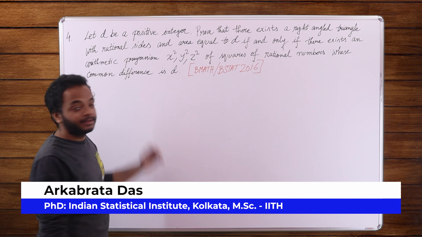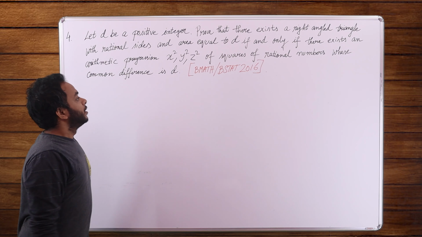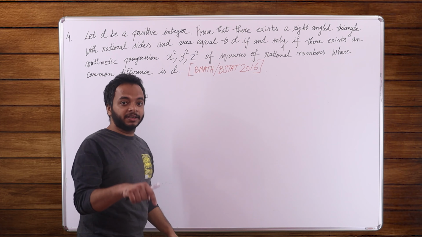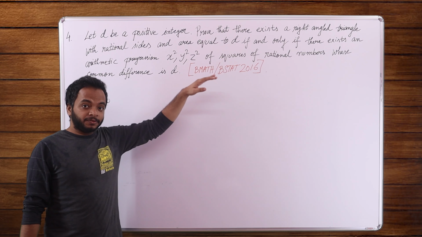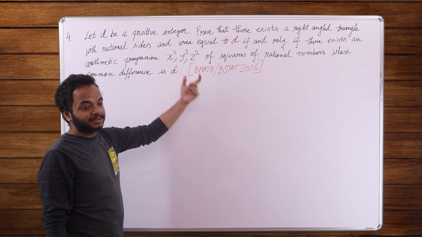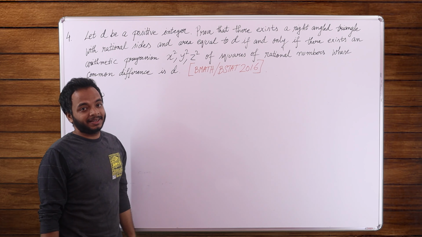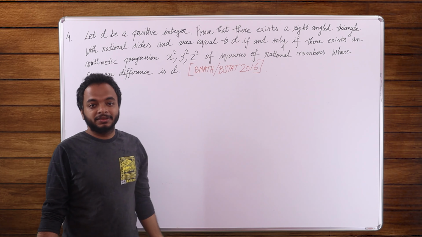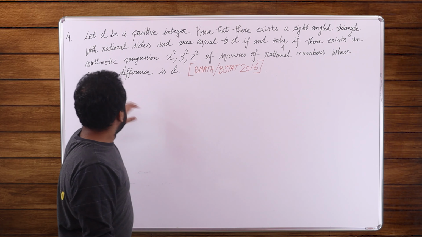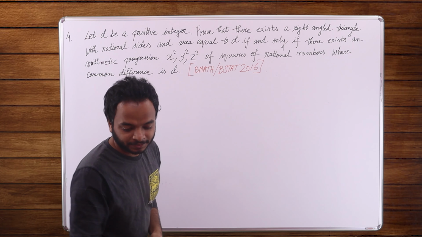So you have a positive integer d and you have to prove that there exists a right angle triangle with rational sides and area equal to that given d if and only if there exists an arithmetic progression x square, y square and z square of squares of rational numbers. So these x, y and z may not be integers, they can be rational numbers, whose common difference is d. So you have d here.